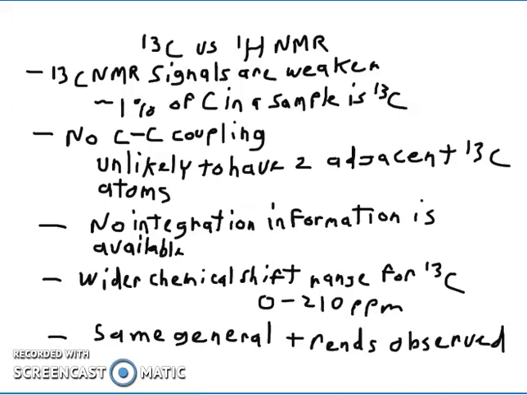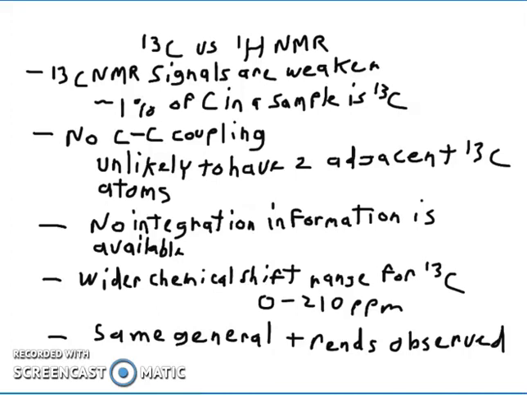Despite all of these differences, though, the same general trends are observed in the C-13 NMR as in the hydrogen NMR. In other words, more electronegative groups tend to shift your signals further downfield. Aromatic groups and double bonds, alkenes, tend to be further downfield, though in C-13 NMR they're closer to one another than they are in hydrogen NMR. And a methyl is further upfield than a CH2, which is further upfield than a methine.